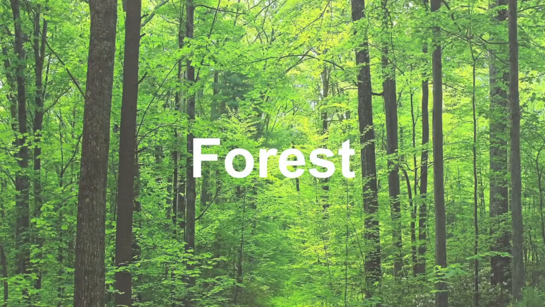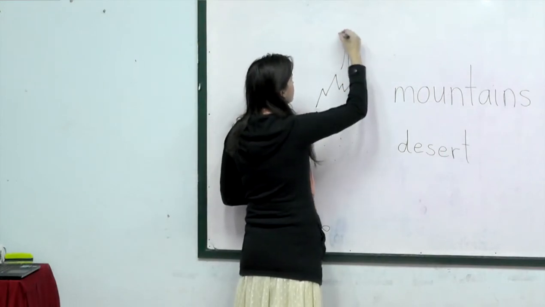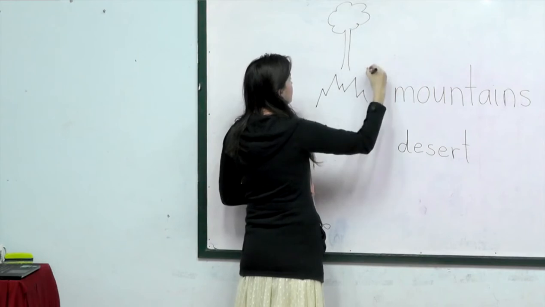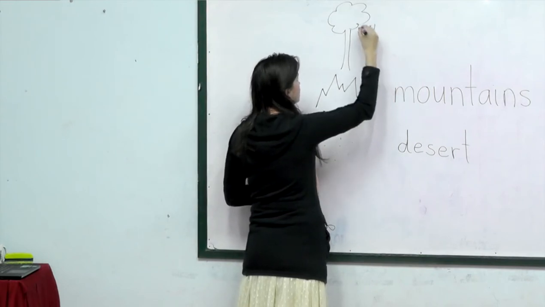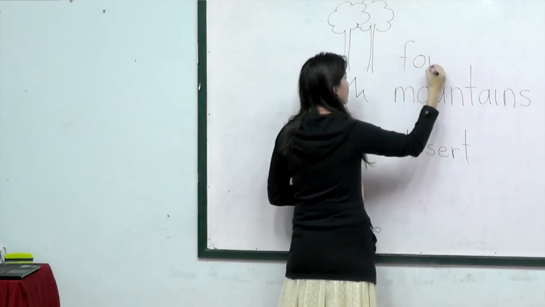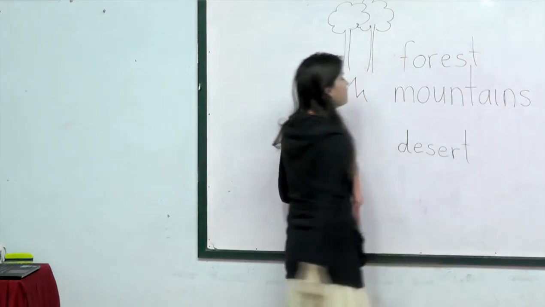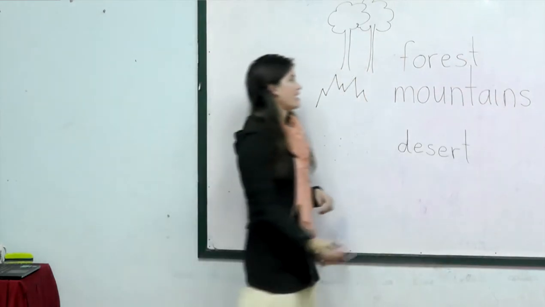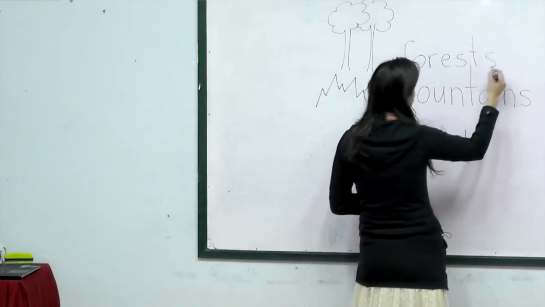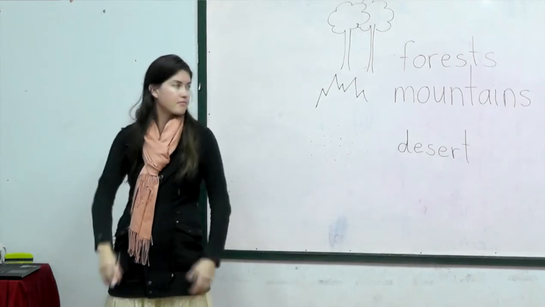What about our place with trees? What do we call this place? Forest. A forest. We call this a forest. So we'll put a picture of our trees. Can you help me spell forest? F-O-R-E-S-T. Forest. Okay, forest. More than one forest? Forests. There's a lot of forests on our planet.